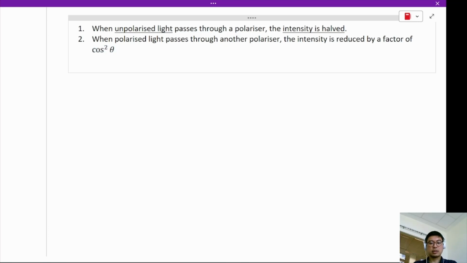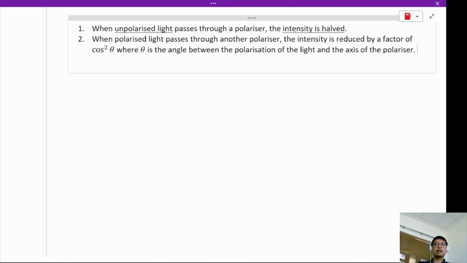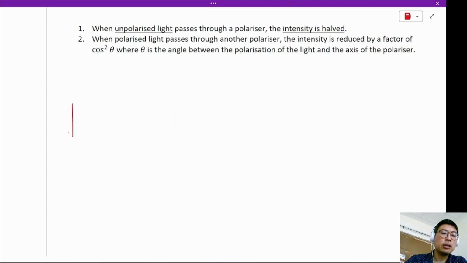Okay, cosine squared theta, where theta is the angle between the light's polarization and the axis of the polarizer. Let me illustrate this with an example. Over here we have unpolarized light. This is how I like to draw unpolarized light.